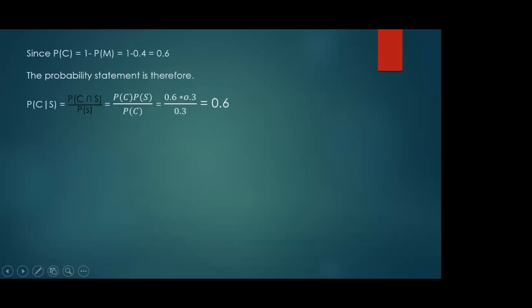Where the 0.6 came from was that the probability of C is equal to 1 minus the probability of M, and we just found out that the probability of M is equal to 0.4, so 1 minus 0.4 is going to be equal to 0.6.